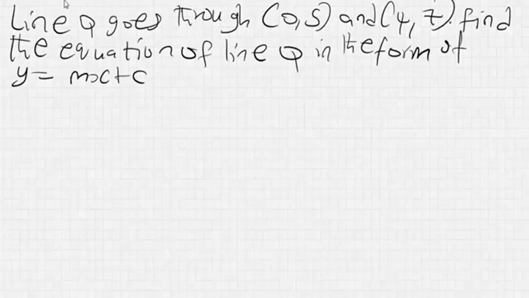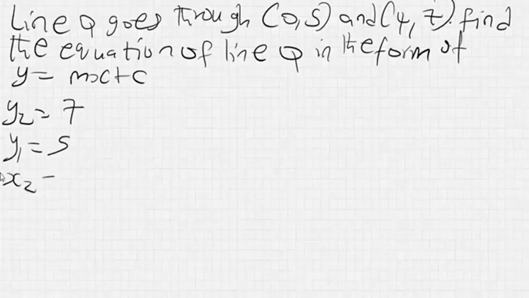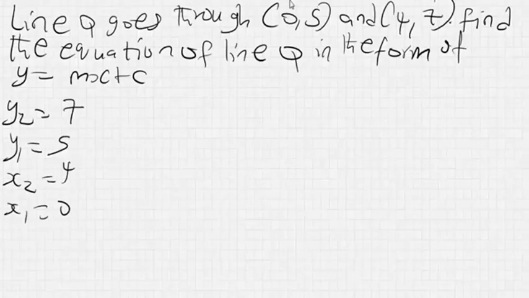Now remember, we're making use of this equation y equals mx plus c. Let's begin by getting our slope, but before we get to our slope, let's get the parameters respectively. So in this expression, our y2 will be 7 and our y1 will be 5. Our x2 will be 4 and our x1 will be 0. So this is usually x1, this is usually y1, this is usually x2, this is usually y2. Take note of this, very important.